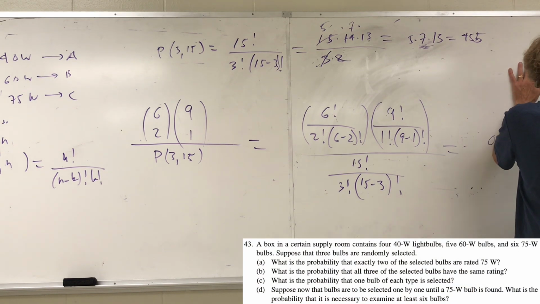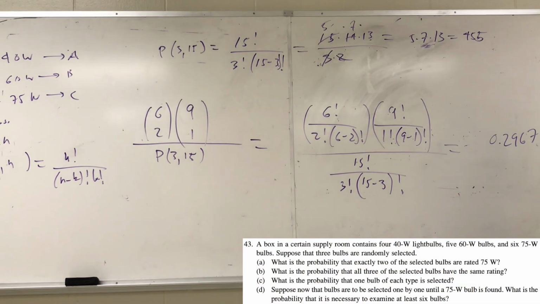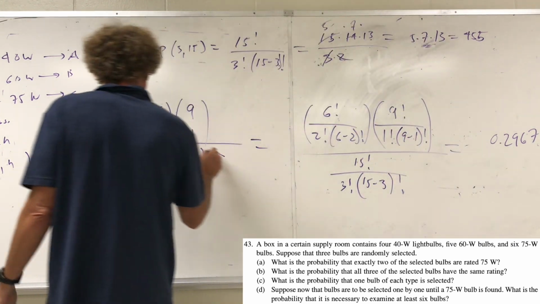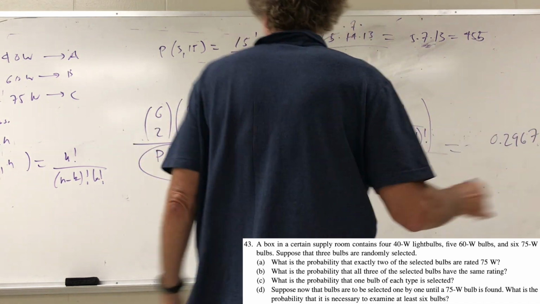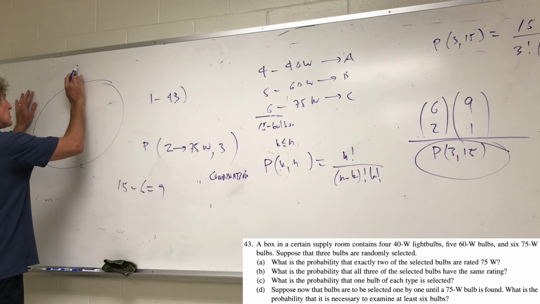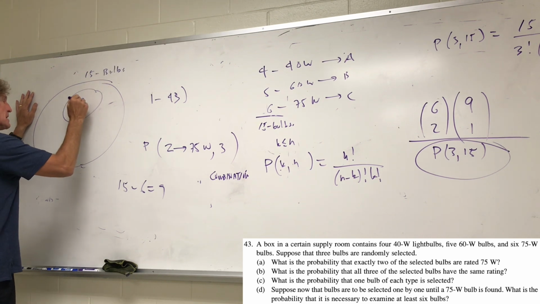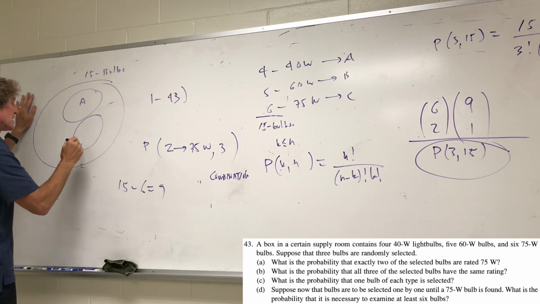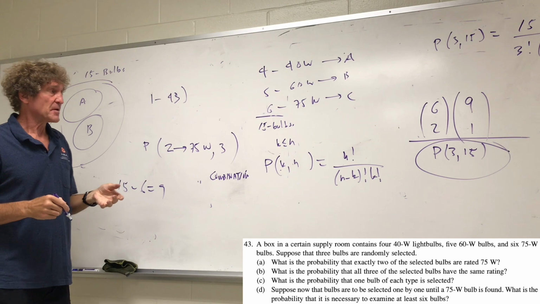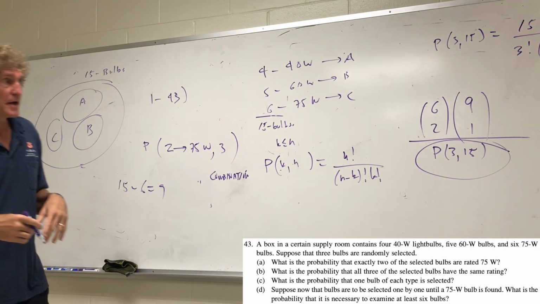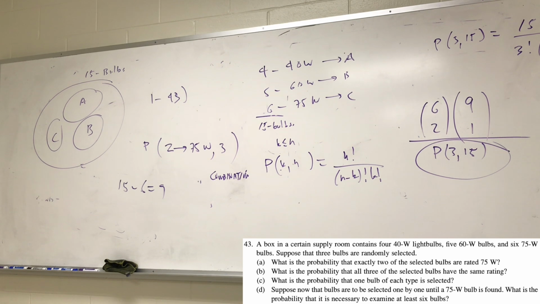What is the probability that all 3 of the selected bulbs have the same rating? So you're still going to have this in the bottom, right? But now it's an additive process, because if you do the Venn diagram on that one, this is all bulbs, 15 bulbs. Here's A, that would be 40, B is 60, and C is going to be 75, and they're different numbers. It's still an area thing, but this is additive. The probability of selecting all that are the same, either all 40, 60, or 75, on the bottom you're still going to have the combination.